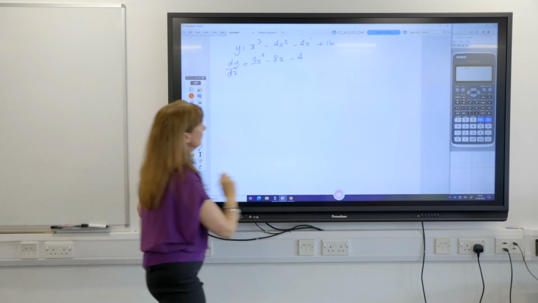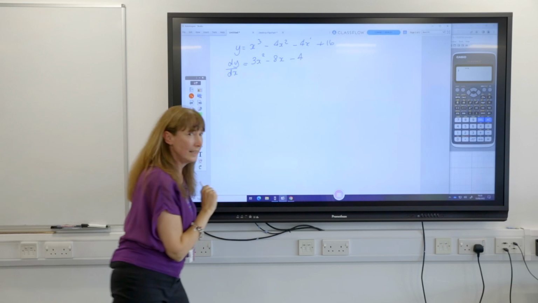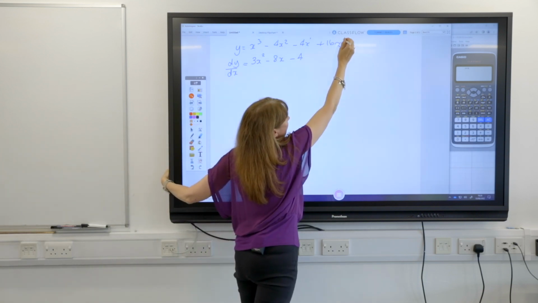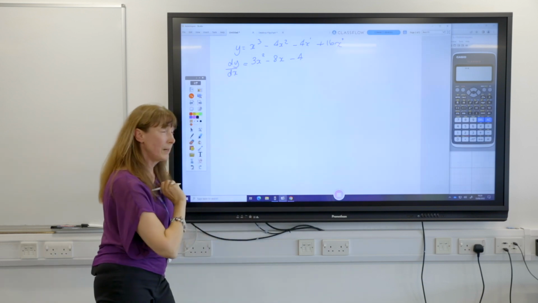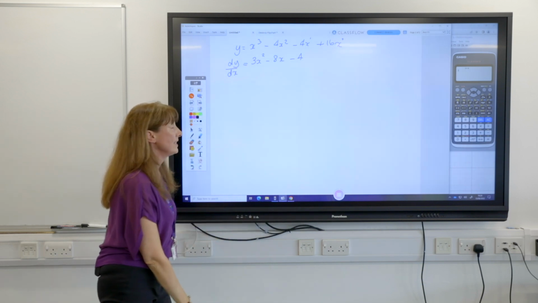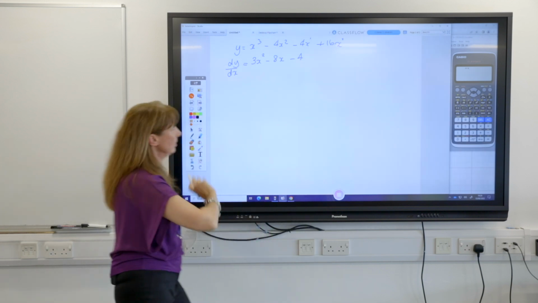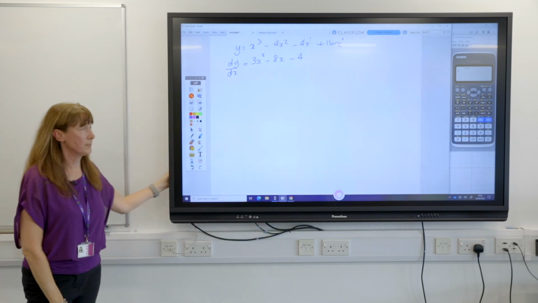The final one, there's no x here, but we could say it's 16 x to the power of 0, because x to the power of 0 is 1. 1 times 16 is just 16. So we're multiplying by 0, which gives us 0. So it means there's no more terms.